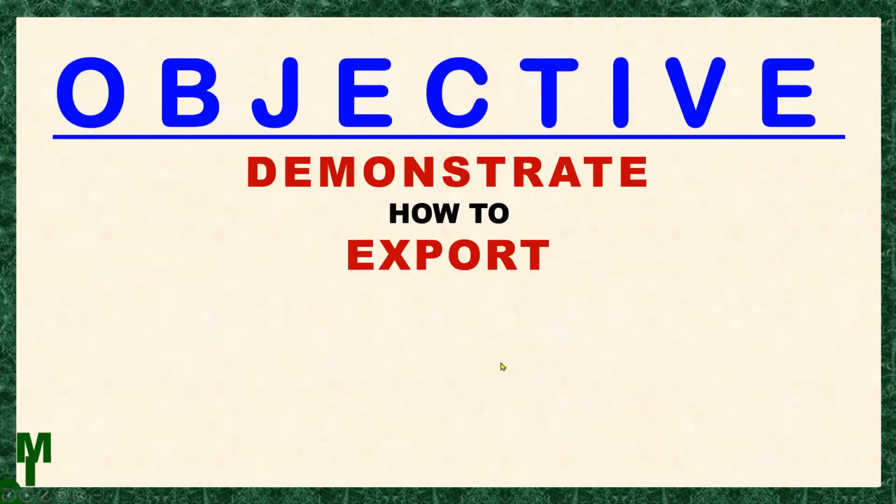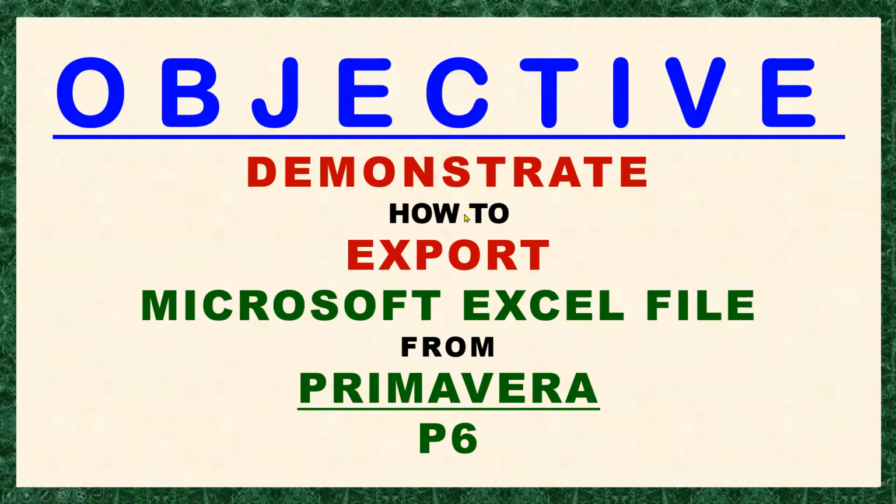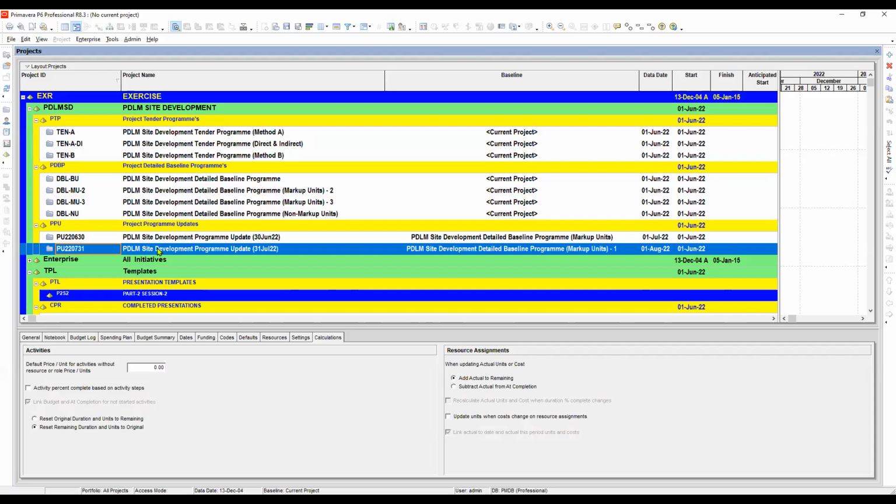Our objective here is to demonstrate how to export a Microsoft Excel file from Primavera P6. Okay, let's open our project. Here we have our last program update for the month of July. But now we will be working on the month of August for our program update 003.